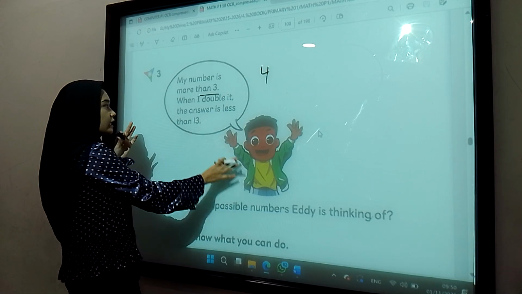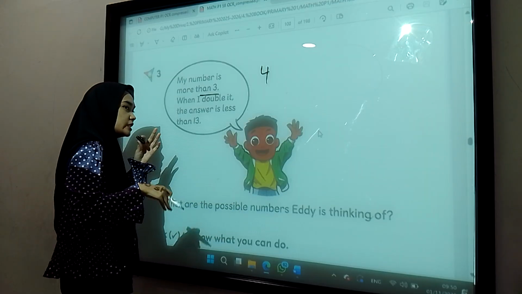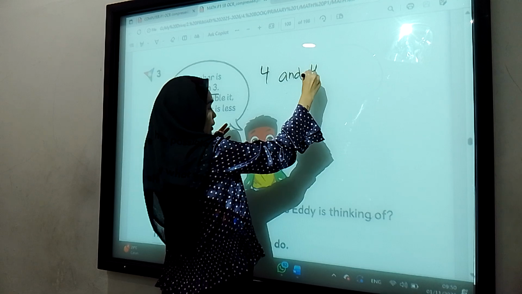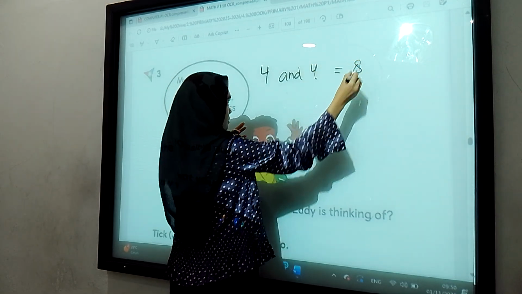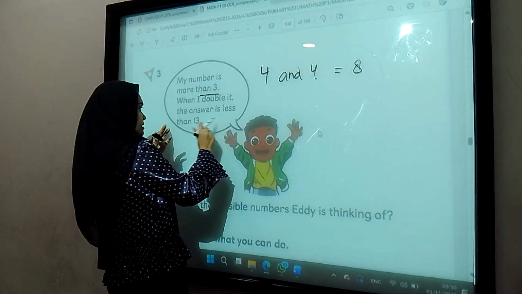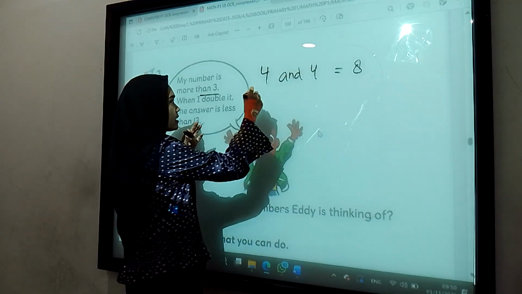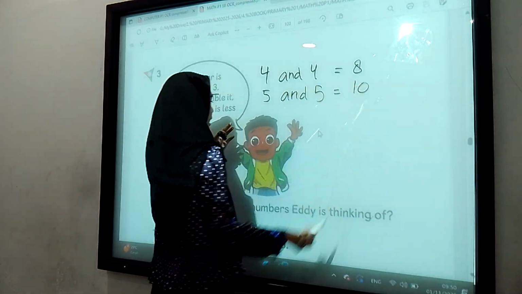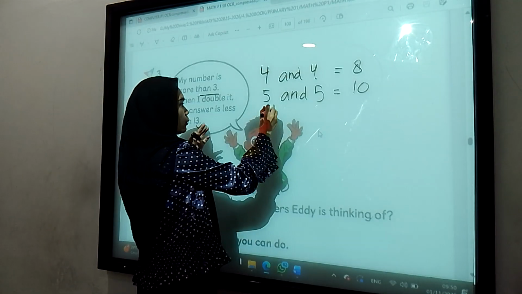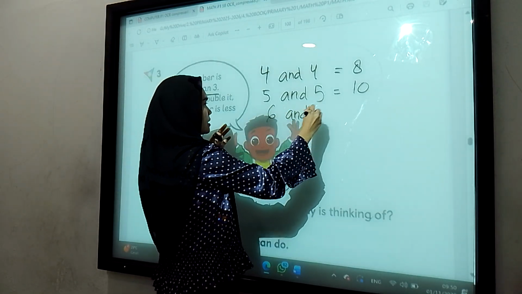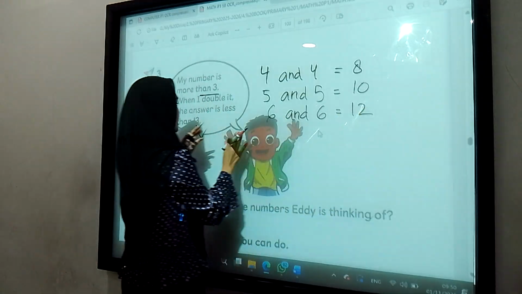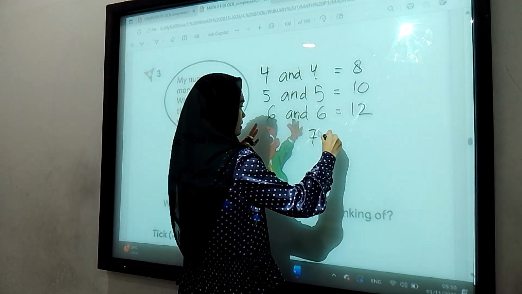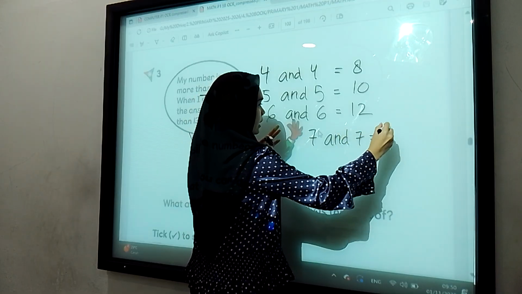And then when he doubles it, the answer is less than 13, not more than 13. So we can make double 4. We can try one by one. Double 4 is 8, and yes, it is less than 13, but we can try another one. Double 5, 5 and 5, makes 10, and it is also less than 13. We can also try 6 and 6, it's 12, and it's still less than 13. And then if you want to try another number, 7 and 7, it's 14.